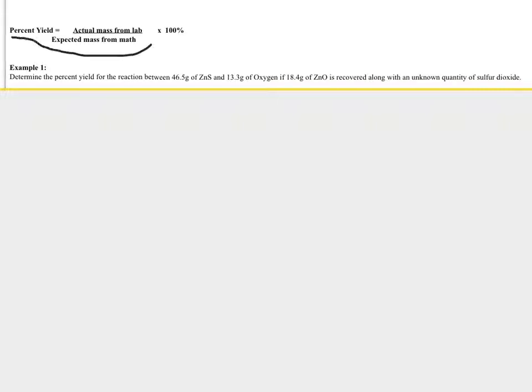We are going to be going over percent yield today, which really is just a simple calculation. If you look right here, it is the actual mass from the lab, so the actual quantity that we got after we did the experiment, divided by the expected mass from the lab, which is basically what we use stoichiometry to predict. So you're comparing what we actually got in the lab versus what stoichiometry in a perfect world would predict you'd get out of a reaction.